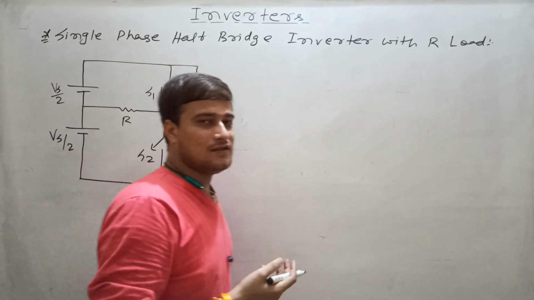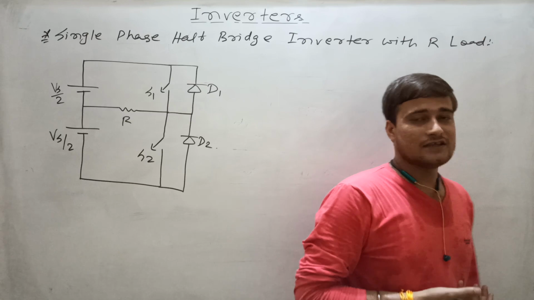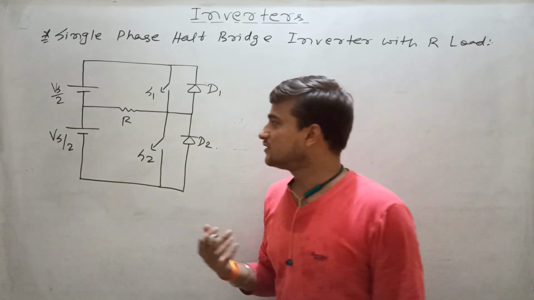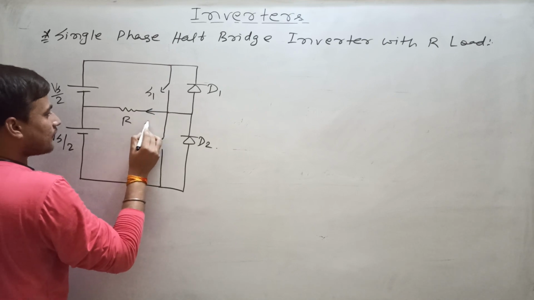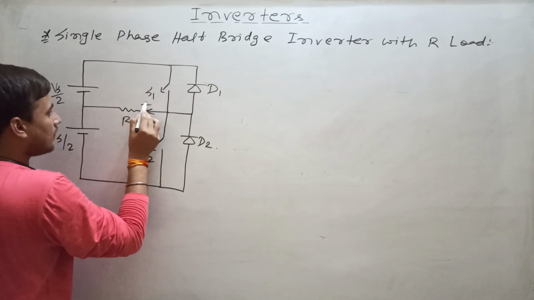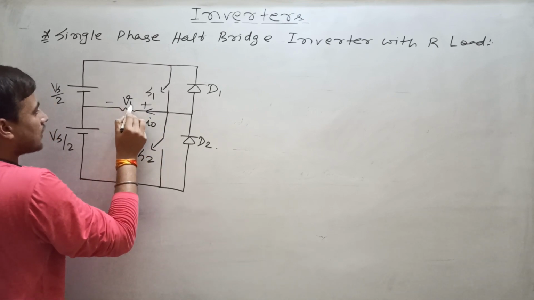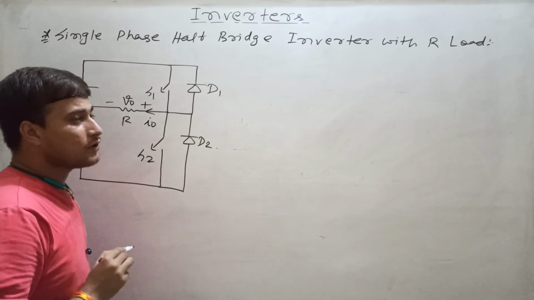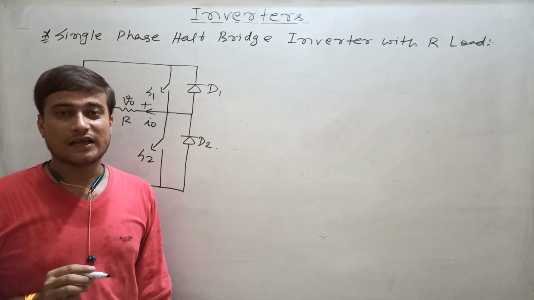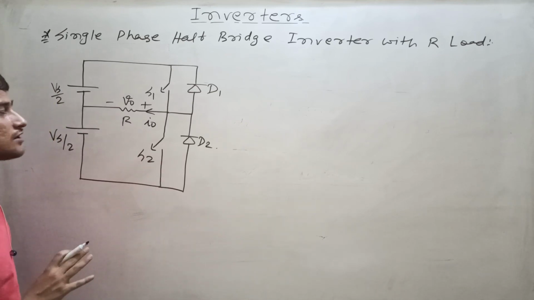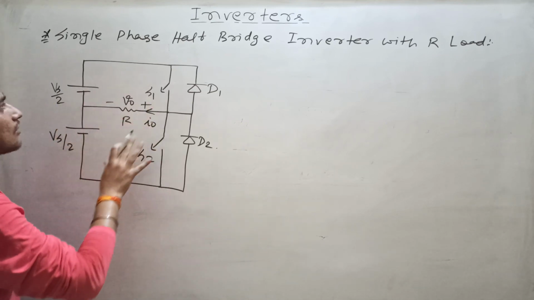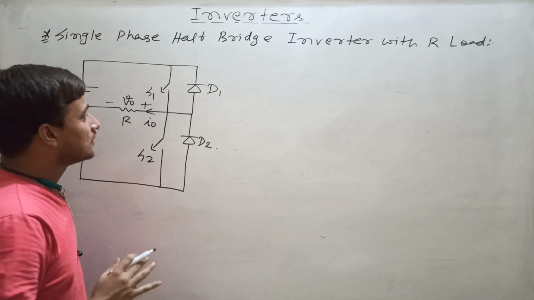Now the switch can be anything: thyristors, IGBTs, MOSFETs, GTOs. This can be anything. Clear? And I am drawing the reference direction of output current and output voltage across the load. Clear? Now let us see the operation of this half bridge converter.